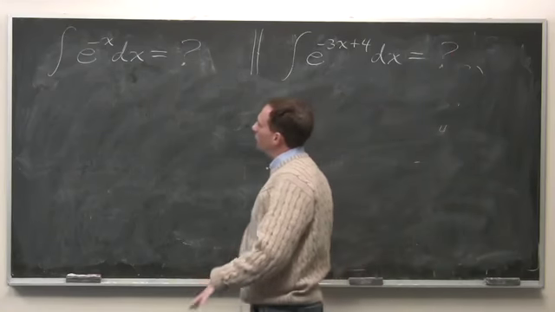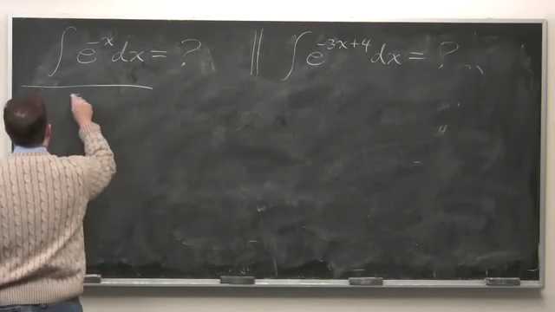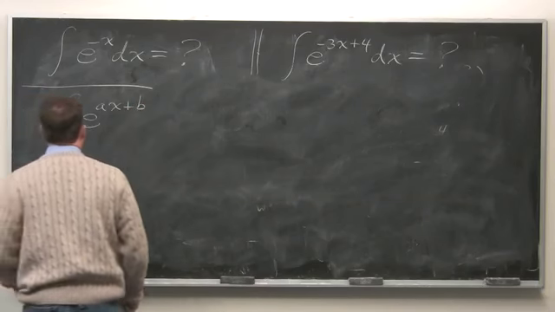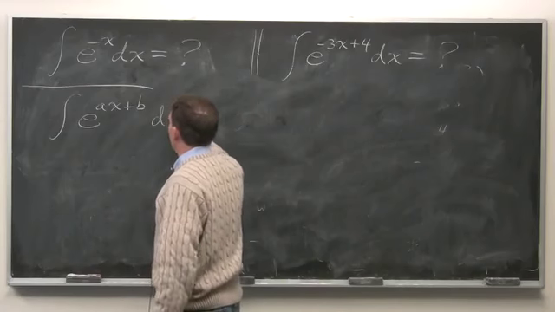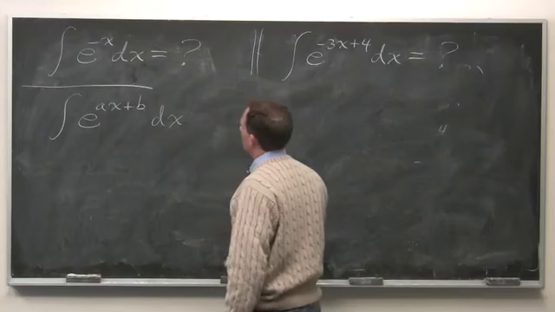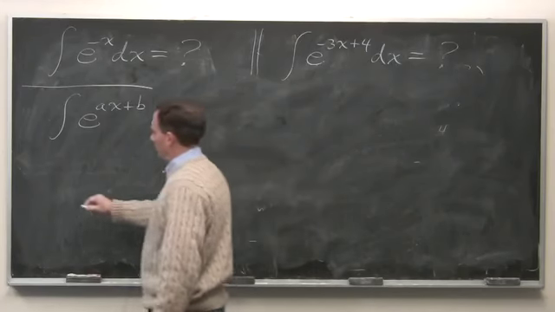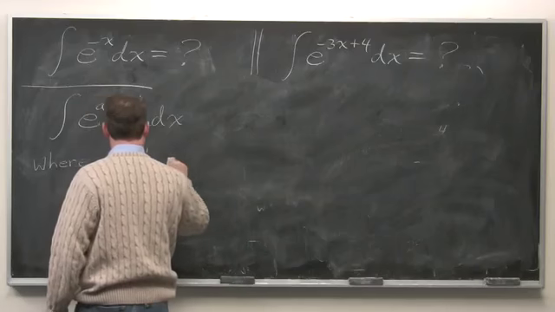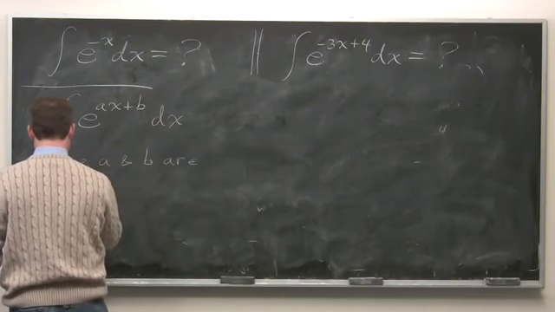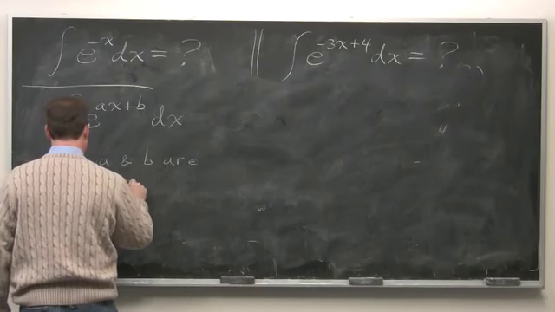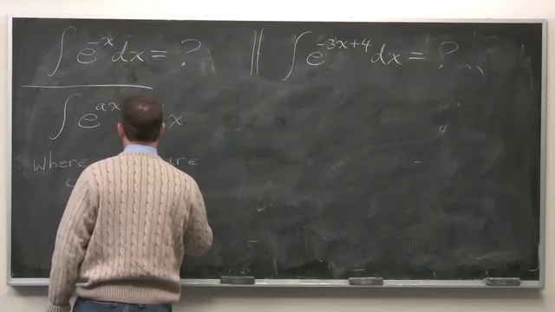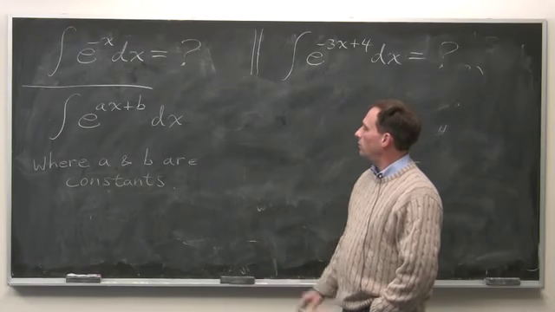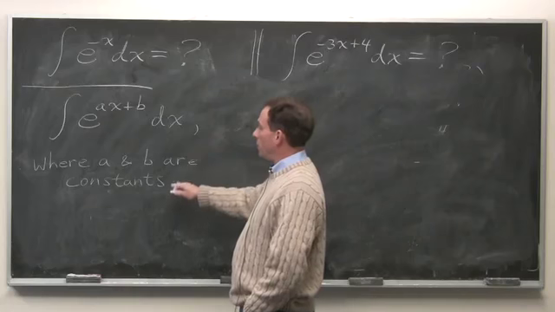Well, notice that we could do both of these at once if we write a formula for the integral of an antiderivative of e to the ax plus b dx, where a and b are constants. Okay, well, what do you do? You make a substitution.